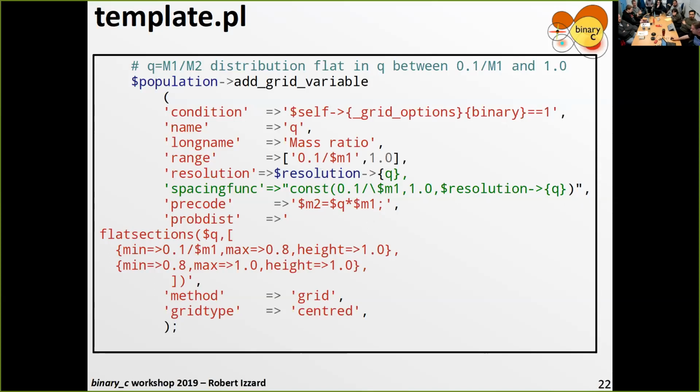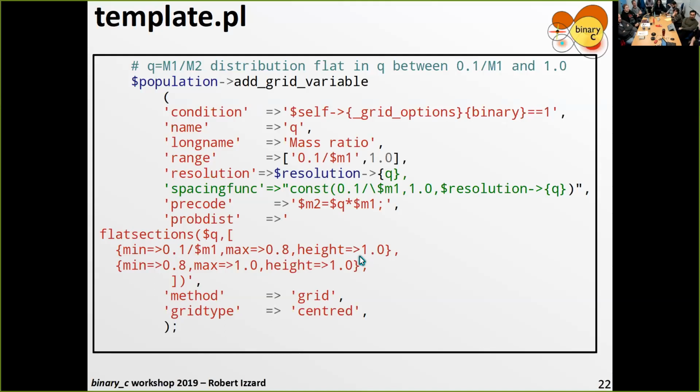Now the probability, I've put here a slightly more complicated one. This uses what's called the flat sections code. This is where you can have multiple sections that are at different heights in your probability density function, for example. Here, actually, I've set all the heights to 1, so it is just flat between the minimum and maximum. So it's very easy. But you can change these as well.